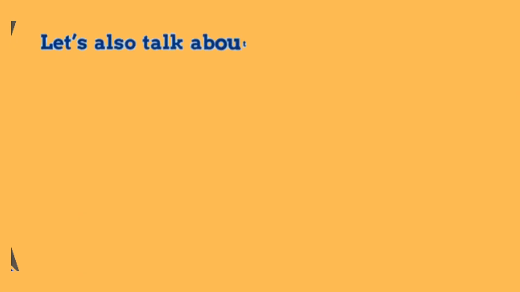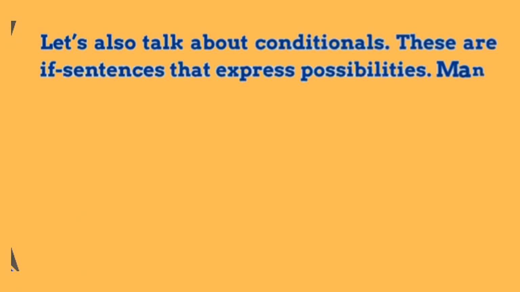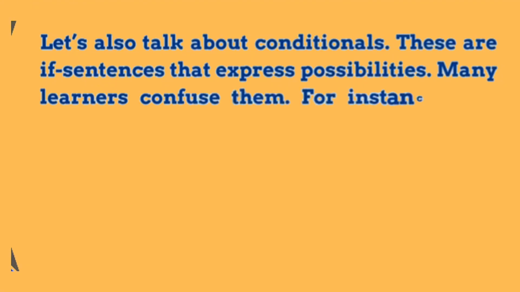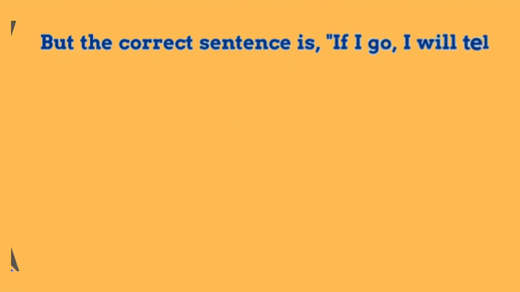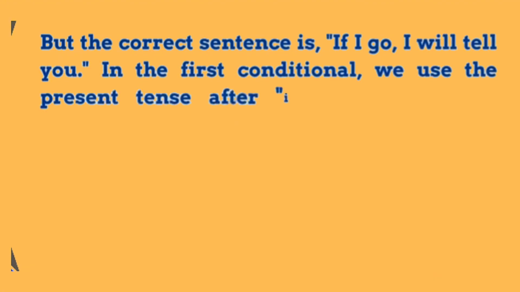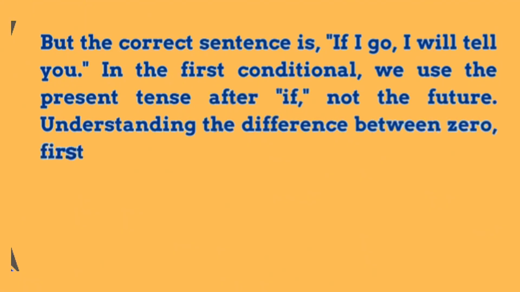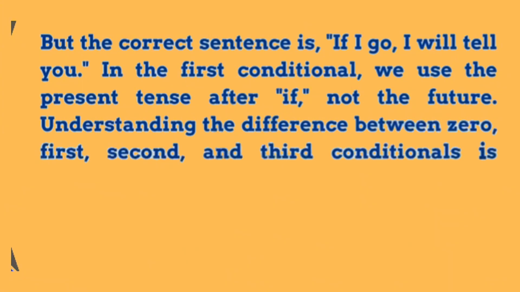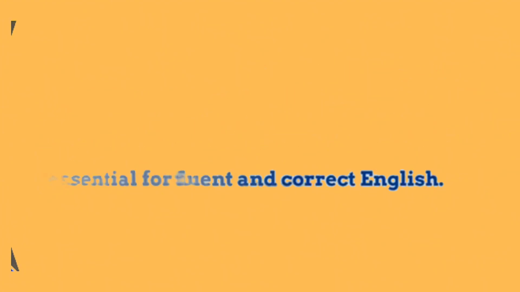Let's also talk about conditionals. These are if sentences that express possibilities. Many learners confuse them. For instance, they might say, "If I will go, I will tell you." But the correct sentence is, "If I go, I will tell you." In the first conditional, we use the present tense after if, not the future. Understanding the difference between zero, first, second, and third conditionals is essential for fluent and correct English.